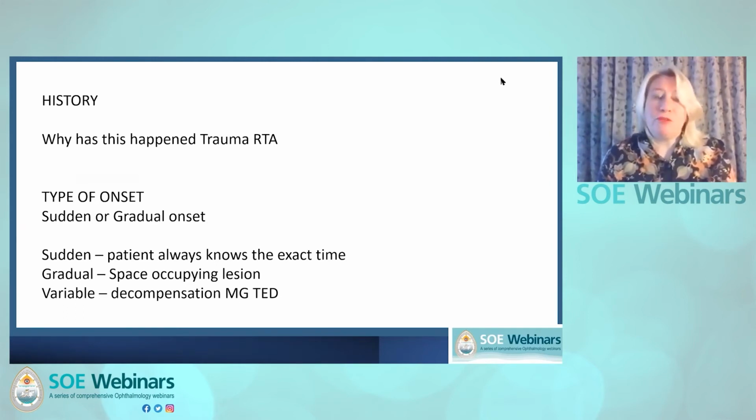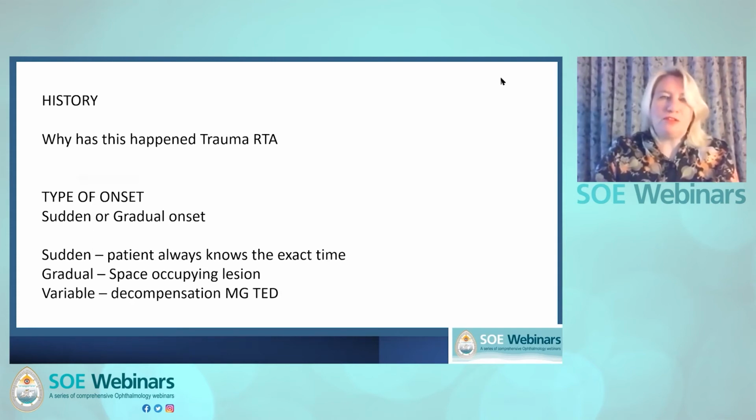There are, of course, a group which are variable, and this can be decompensation of a phoria or a variable disease, such as myasthenia gravis or thyroid eye disease. Myasthenia is typically much worse in the evening when the patient is tired, and thyroid typically worse in the morning when the patient's lain flat overnight and their muscles have become engorged.